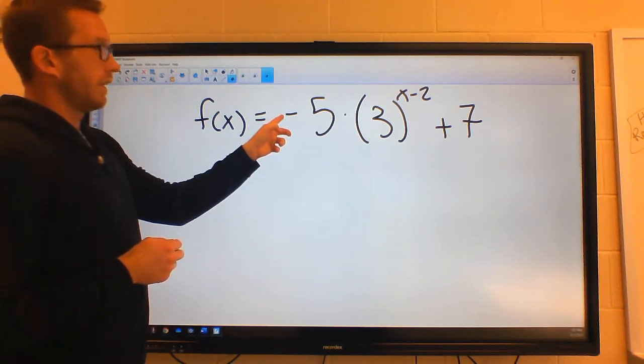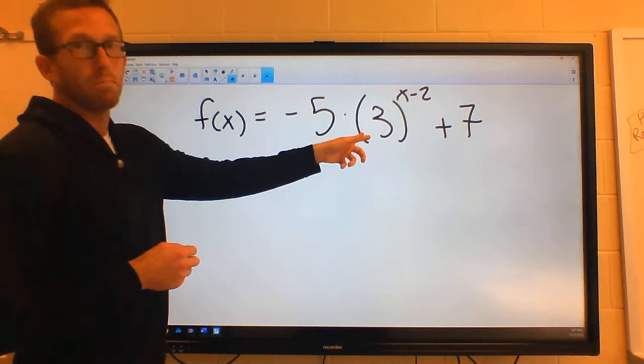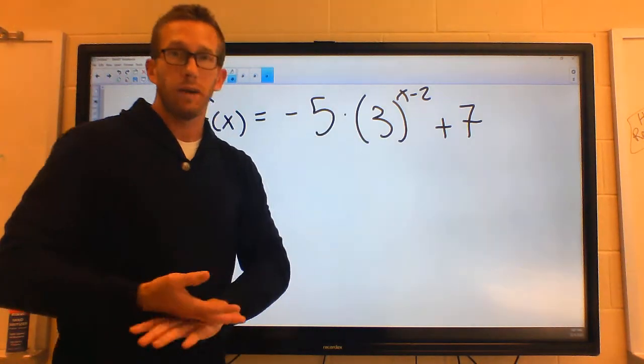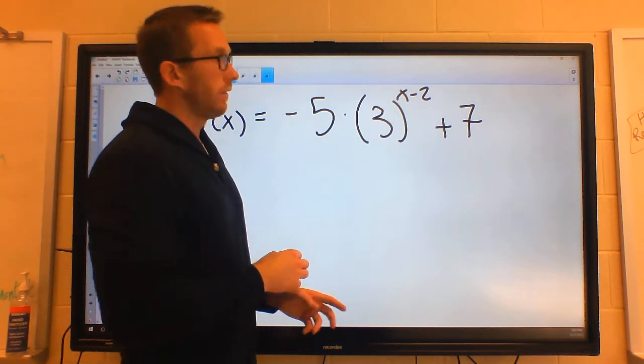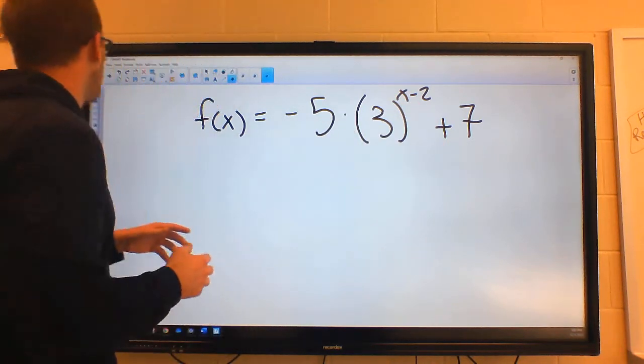So reflection is the negative. Stretch of 5. Base of 3 is not a transformation. That's our parent function. To the right 2, because of the opposite sign there. Up 7. Those are all our transformations.